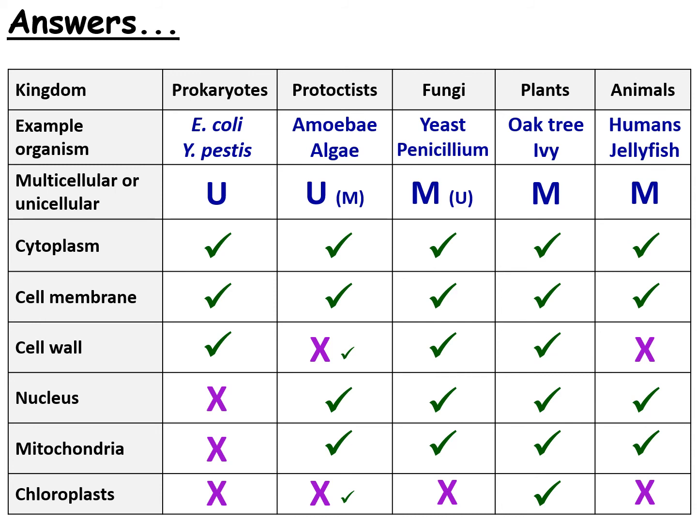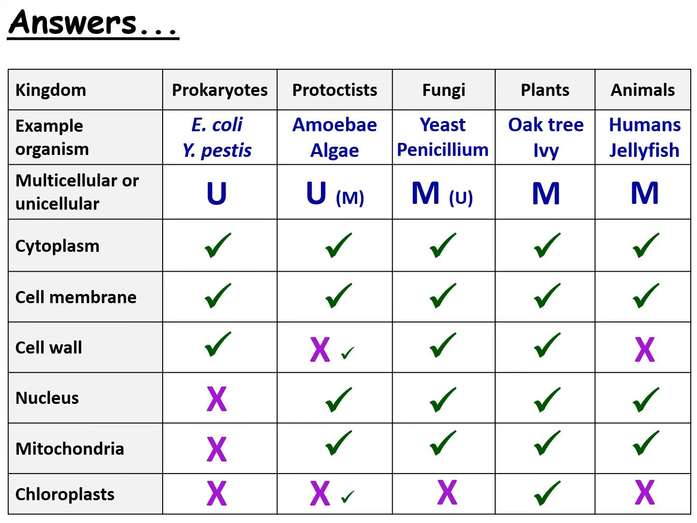All 5 kingdoms of life have cytoplasm. All 5 kingdoms of life have cell membranes. Cell walls are found in prokaryotes, fungi, and plants. Remember, in fungi and plants, they're made of different substances. In plants, it's made of cellulose. In fungi, it's made of this substance called chitin. In protoctists, generally they don't have cell walls, but there are some examples that do. And in animals, cell walls aren't found at all.